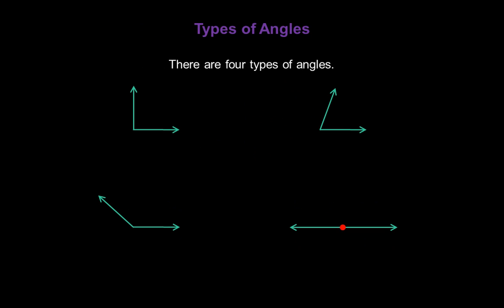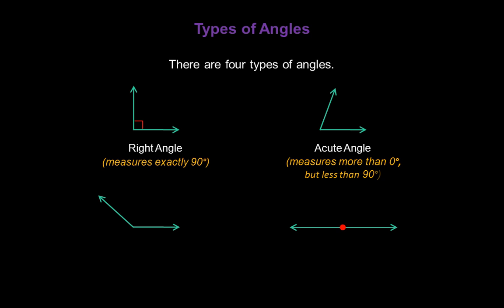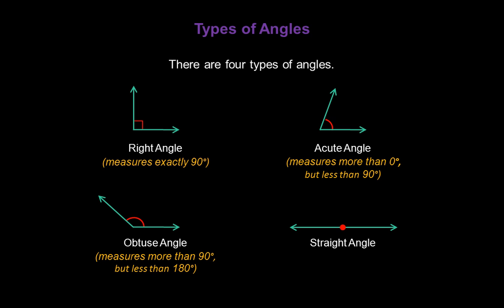Now there are four types of angles. The first is a right angle. Right angles measure exactly 90 degrees. Then there are acute angles. Acute angles measure more than 0 degrees but less than 90 degrees. Obtuse angle. Obtuse angles measure more than 90 degrees but less than 180. And finally, there's the straight angle. All straight angles measure exactly 180 degrees.